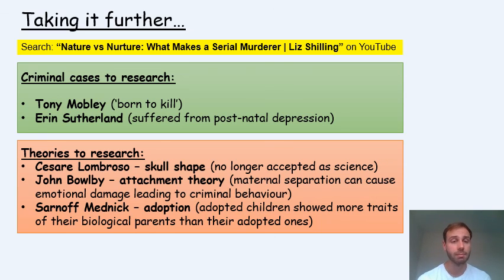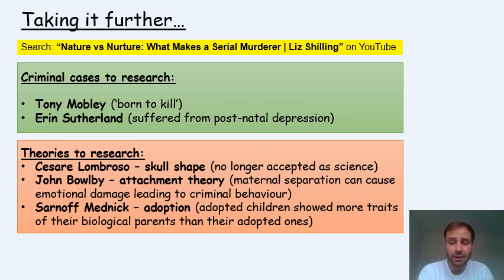So a man called Tony Mobley, his lawyers, after he was convicted of multiple violent crimes and murders, argued that he was born to kill. He was born with a genetic disposition that made him into a criminal. So again, he wasn't at fault according to his lawyers. And a lady called Erin Sutherland, who suffered from postnatal depression and unfortunately killed her own child as a result of this. So her sentence was massively reduced as a result of the fact that she was suffering from a psychological illness at the time.